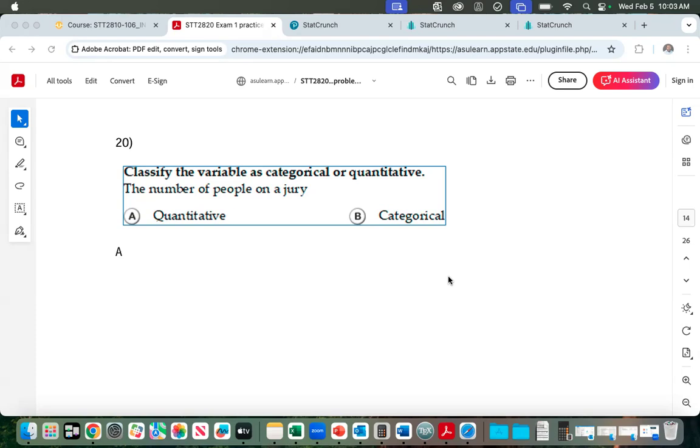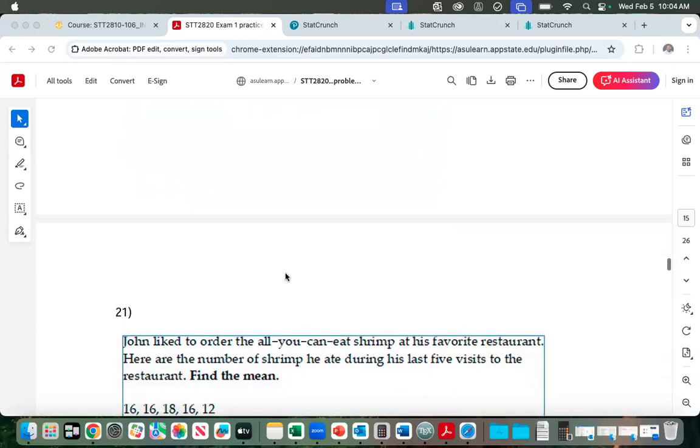For question 20, we are asked about the number of people on the jury. What do you think that should be? Why? Yeah, because it's a number. Usually they are odd. It could be 5, 7, 9, depending on the situation. Let's go to 21.